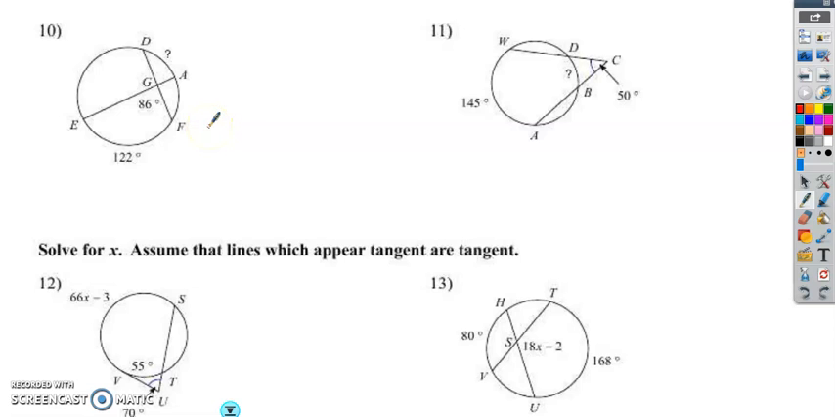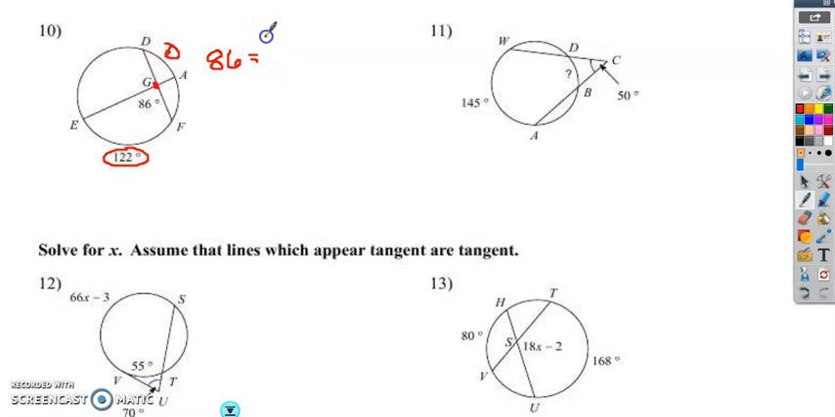All right, let's take a look here at problem number 10. If you notice where this vertex is located, it's inside the circle, but not at the center. So going back to that little cheat sheet that we created before we were out of school, when it's inside and not at the center, I'm going to add this 122 to this value right here, which is the x.